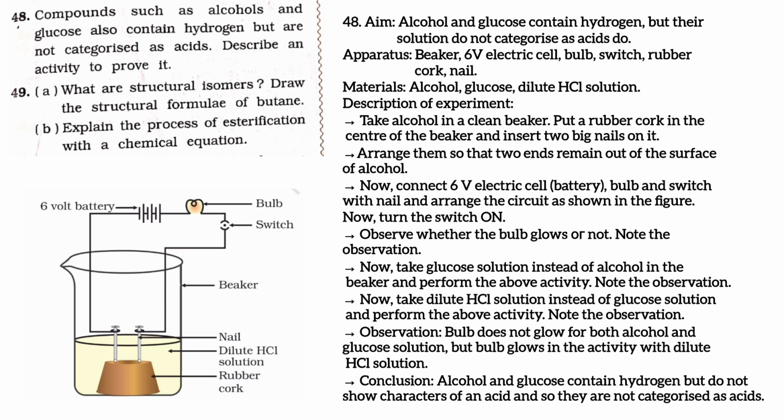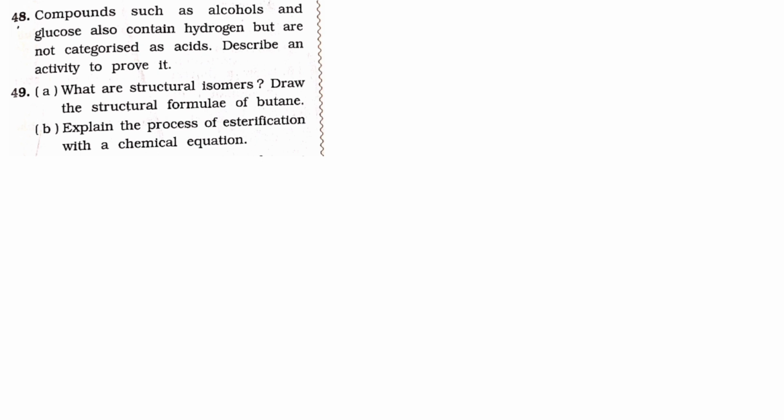Note the observation. Now take glucose solution instead of alcohol in the beaker and perform the above activity. Note the observation. Now take dilute HCl instead of glucose solution and perform the above activity. Note the observation. Observation. Bulb does not glow for both alcohol and glucose solution, but bulb glows in the activity with dilute HCl solution. Conclusion. Alcohol and glucose contain hydrogen but do not show characters of an acid, and so they are not categorized as acids.